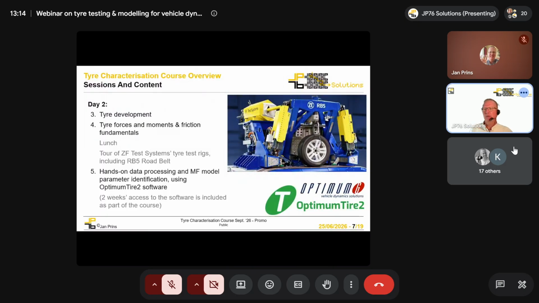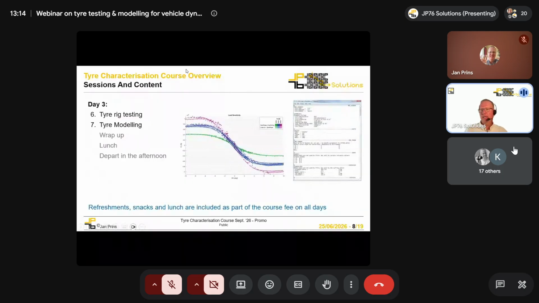And then after we've done that, we'll actually do some hands-on looking at tyre models, metric formula tyre models, that is, using the Optimum Tyre 2 software, to which you get 2 weeks free access. So you can do some coursework that we'll be able to give you, and on this afternoon you'll be able to look at some metric formula models, and we will get some data from the actual RB5 and try and use that to create some metric formula models. So the whole process of parameter identification we will go through. That's day 2, and then day 3 is the final day.